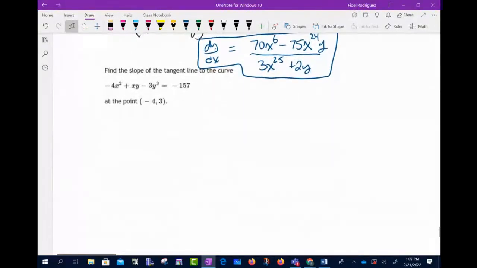Okay, so let's take a look at the next problem here. We want to find the slope of the tangent line to this curve, and they give us the point at -4. The first thing we're going to do is take the derivative on both sides. So we're going to go piece at a time. What's the derivative of -4x squared? -8x, right?